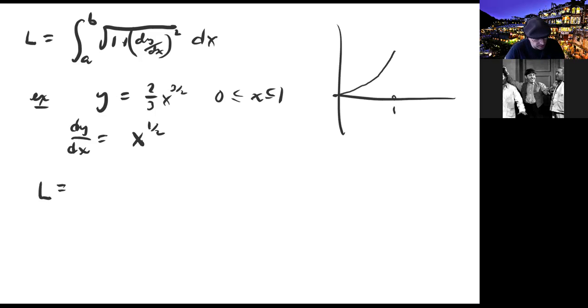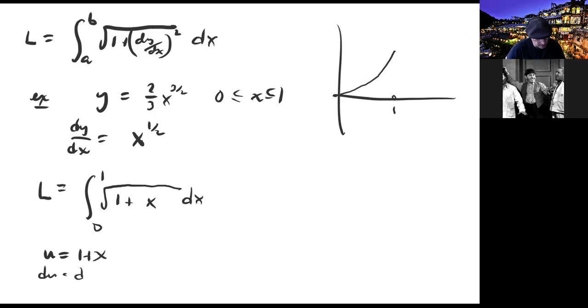So we're going to get the integral from 0 to 1 of the square root of 1 plus the derivative squared. The derivative is x to the 1/2, so x to the 1/2 squared is x, times dx. So now we have to integrate this function. I'm going to do a u substitution. u equals 1 plus x, du is then dx.